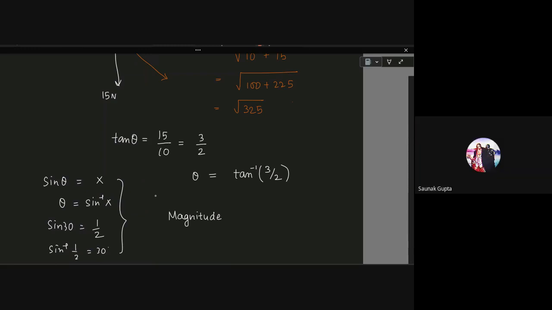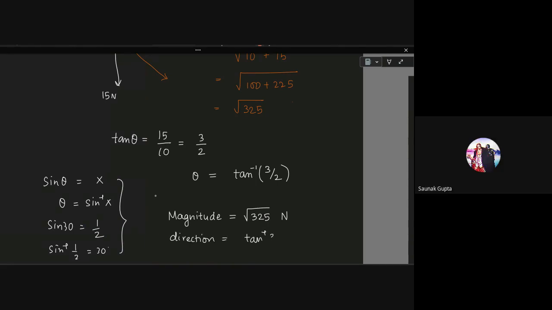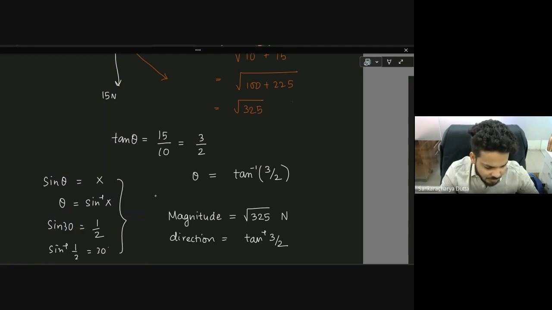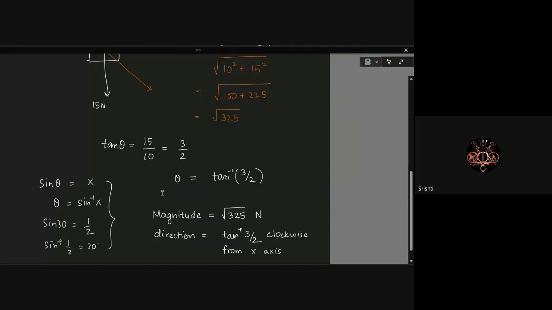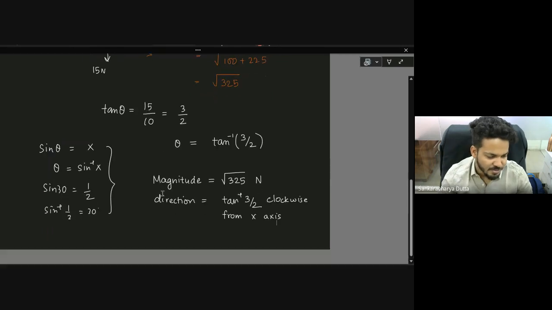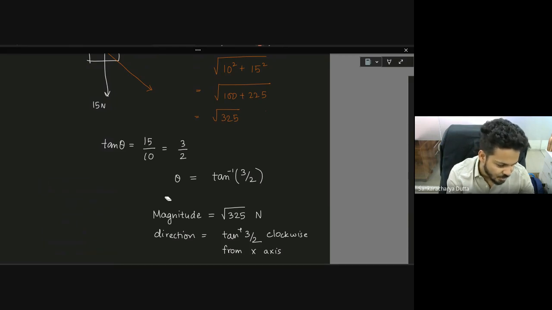Okay, sir. So the magnitude of our vector is under root 325 newtons. And what is the direction? The direction is tan inverse of 3 by 2, clockwise from the x-axis. So tan inverse of 3 by 2 is just 3 by 2 tan, right? No. This is math again. Please hold your horses. Inverse trigonometry will be taught to you. Don't try to find out the value right now. Tan inverse of 3 by 2 is not 3 by 2.